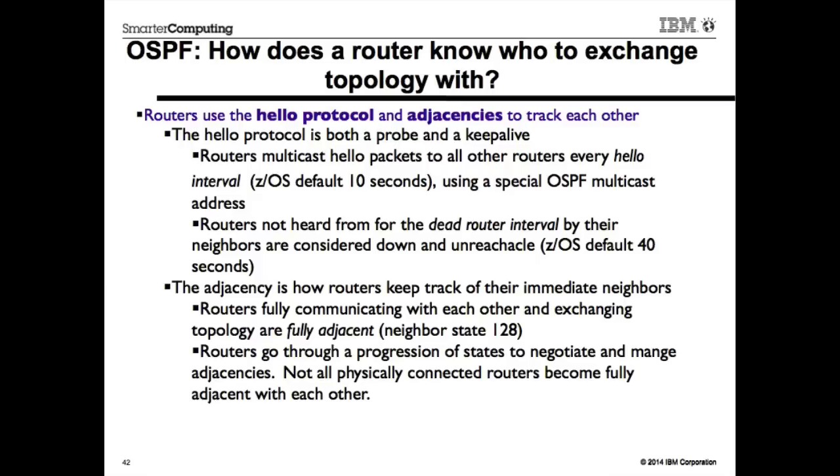But then you have to manage the topology exchange. So the next concept is the adjacency. An adjacency is how routers keep track of their immediate neighbors and manage their topology exchange. So when routers are fully communicating with each other and exchanging topology, they are considered to be fully adjacent. In our displays, that's neighbor state 128. Routers go through a progression of states to negotiate and manage their adjacencies. Now, it's important to understand that not all physically connected routers become fully adjacent, which I'll discuss in a second.